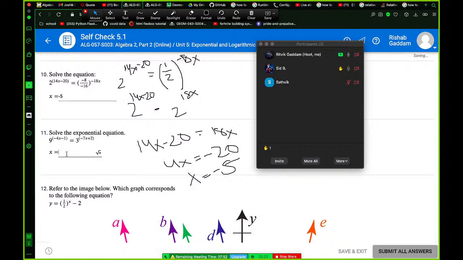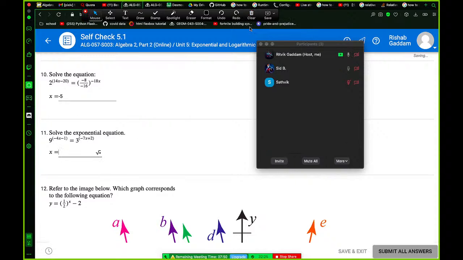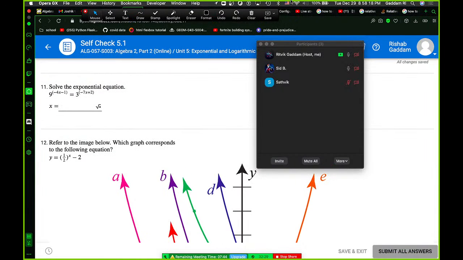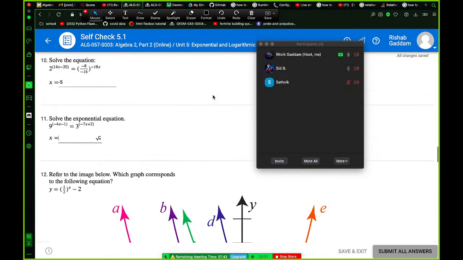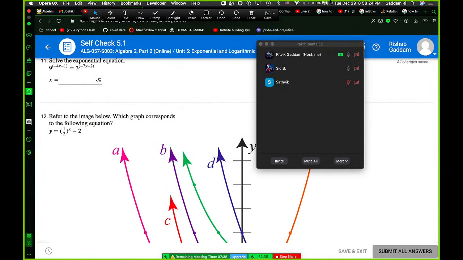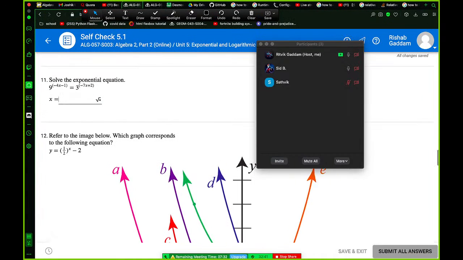Okay, good job, Sid. Let's clear the screen and let's move on. If you want to do number... Rohan left. What? Rohan left. Oh. Okay. Well, I guess you and Satvik are the ones who are left.